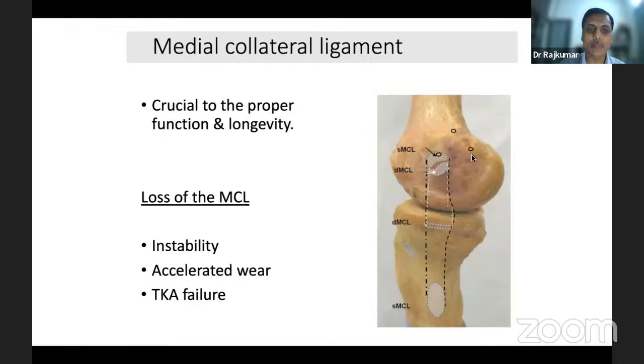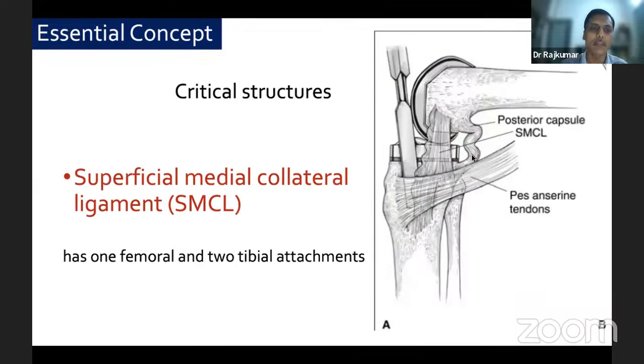So the medial collateral ligament, we all know that it is crucial and very important for stability and function. And whenever the MCL is injured in any way, instability happens and the surgery fails. So our aim is to protect the MCL or the lateral collateral ligament. The collateral ligaments are so important, particularly the medial collateral ligament. We have to be very careful. So the essential concept is we have to preserve the superficial medial collateral. This is the most important stabilizer on the medial side.